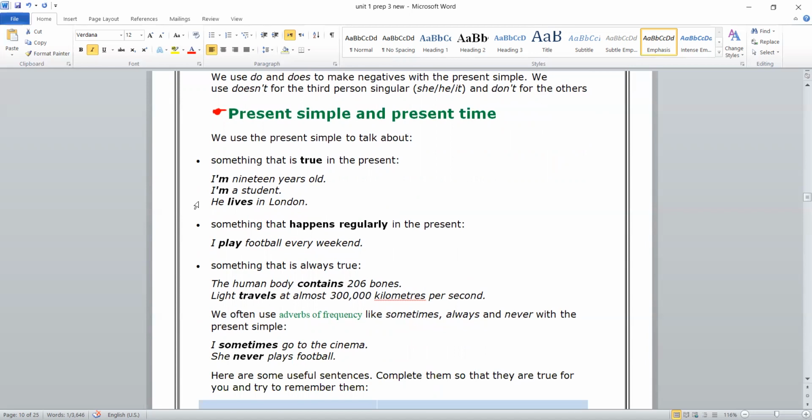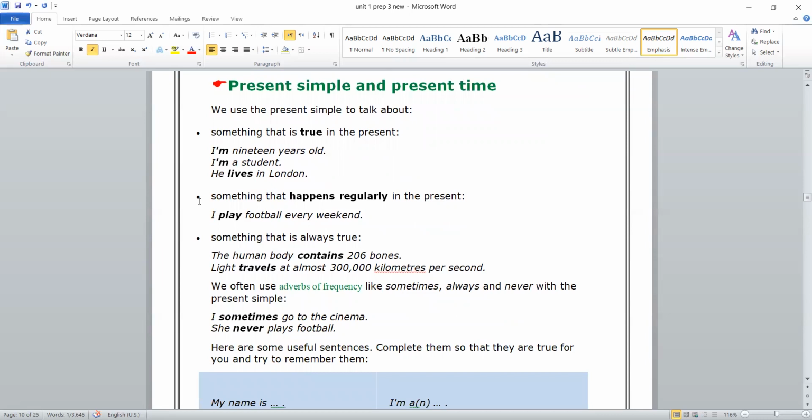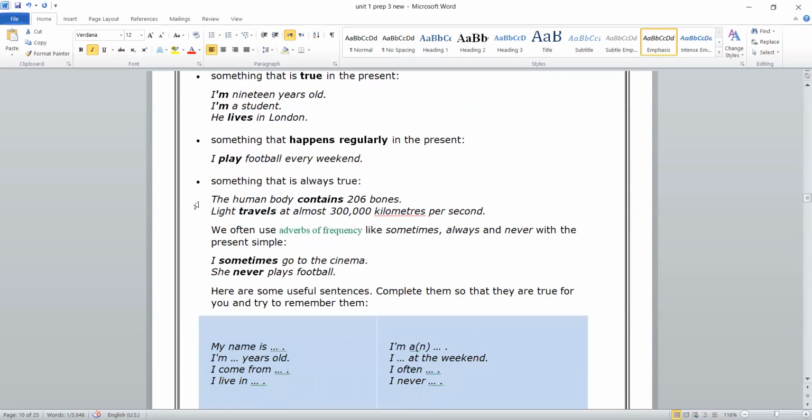I'm 19 years old. I'm a student. He lives in London. So we use the present simple to talk about something that is true in the present. Sometimes something that happens regularly in the present, if we want to express a daily routine or repeated actions, we use the present simple.